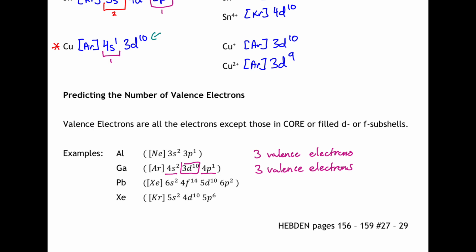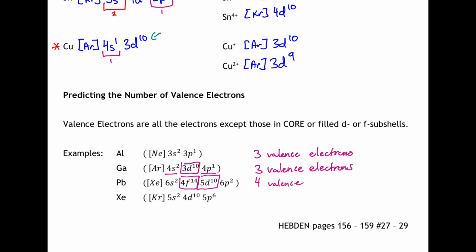So let's look at lead. How many valence electrons does lead have? The f is full. We don't worry about that. And the d10 is also full. So it's everything left. What's everything left of lead? There's 4. Right? So there's 4 valence electrons for lead.